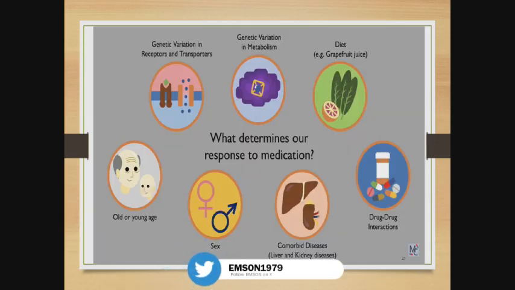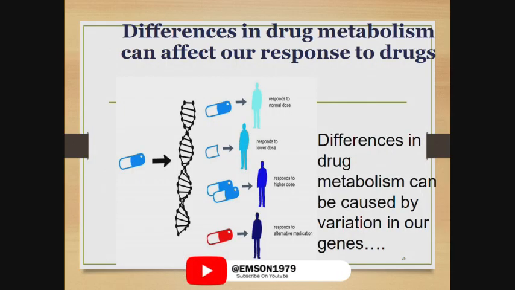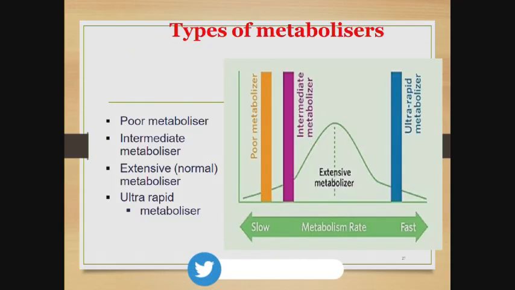These are some of the things that determine our response to medication: the age, the gender, the comorbid disease, the liver, the kidney, drug-drug interaction, and genetic variation. And these differences in genetic makeup determine the drug metabolism that can affect our response to drug. Based on that, we now have poor metabolizer, intermediate metabolizer, and extensive metabolizer.